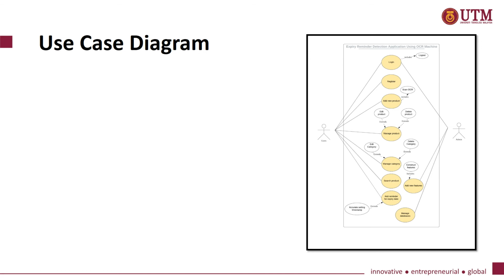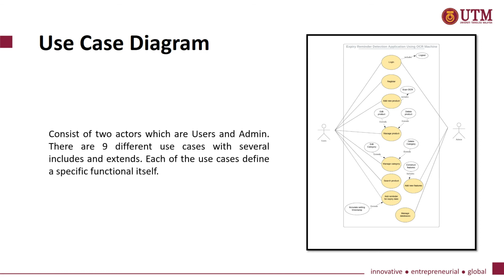So this is a use case diagram. What we have here is two actors, which are a user and an admin. There are 9 different use cases, with several of them including extensions related to the use cases, and each use case defines a specific function itself. So all of the use cases define the functions of the system that the end user interacts with in the mobile application.